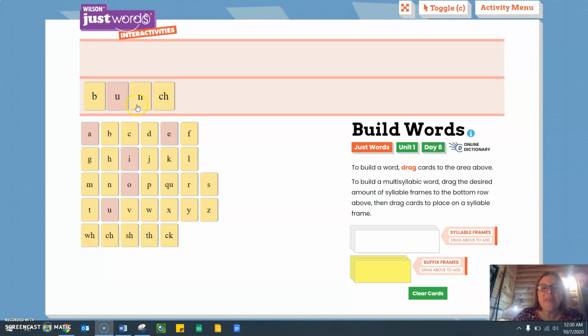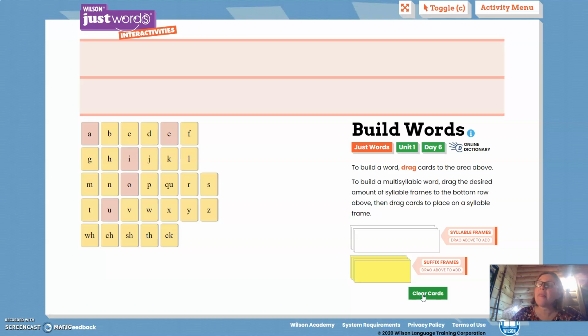B-a-n-ch. Remember that N and CH, that's your digraph blend. This is the digraph, and this is the letter that is blending with it. Remember, we were making this sound. We were saying nch, nch, nch, right? But it's a digraph blend because you can actually separate this N from the CH. Nch, okay? So the N is actually blending with the CH. All righty.